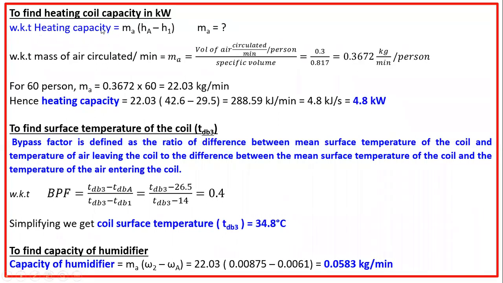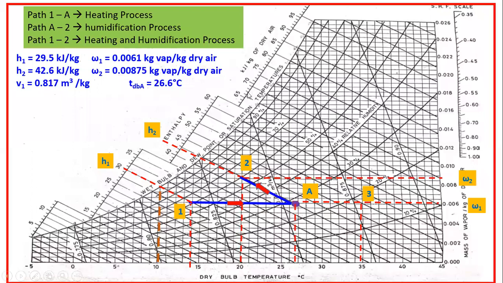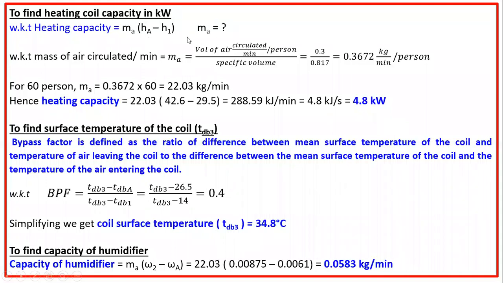So we know that heating coil capacity, m_a, will be equal to the difference between the enthalpy at the end of the heating and the enthalpy at the entry. The enthalpy at the end of the heating is h_A, so h_A minus h_1, multiplied by the mass flow rate.